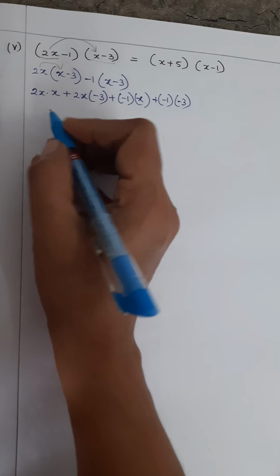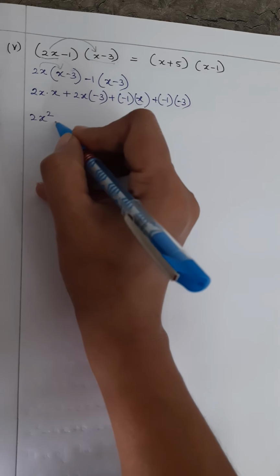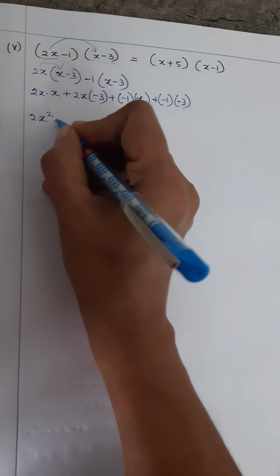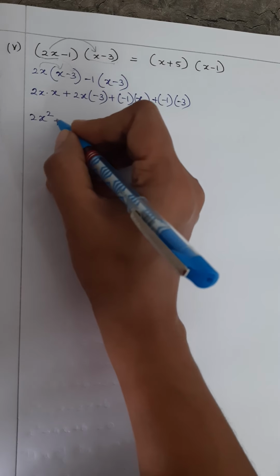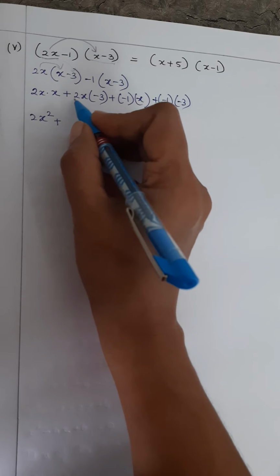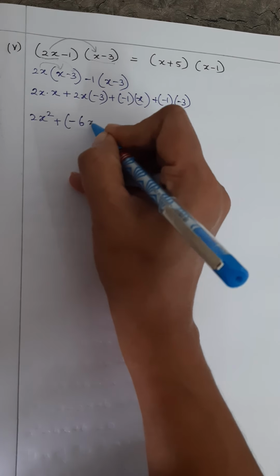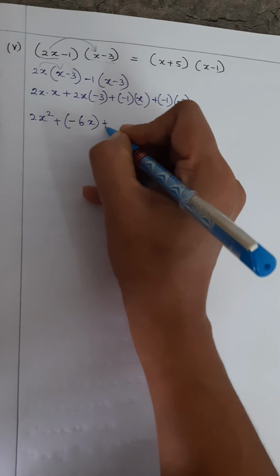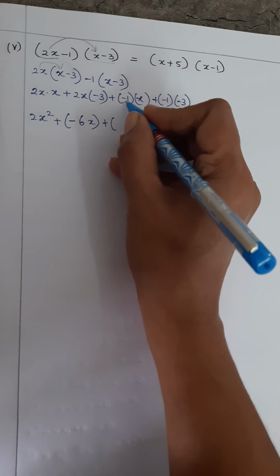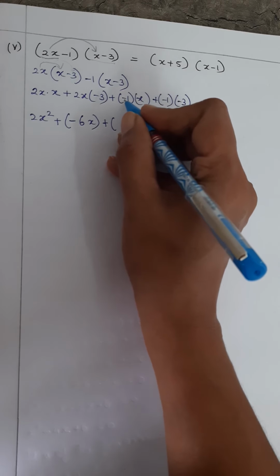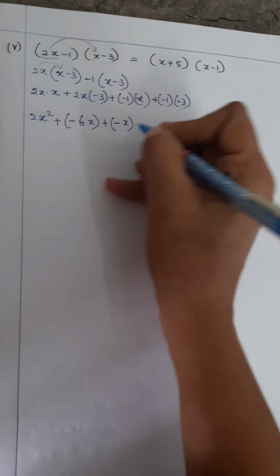So here 2x into x. What is 2x into x? 2x². And then if you see here plus, what is plus into minus? Minus. So plus into minus is minus. 2 into 3 is 6x. We get it as minus 6x. Then here, minus 1 into x, so minus into plus. What is the sign of x? Plus. And what is the sign of 1? Minus. So minus into plus is minus and then 1 into x is x.